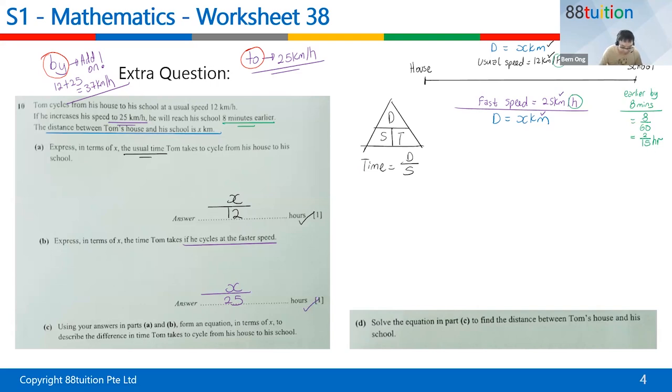So usually part A and part B are to lead you on to find part C. What did they say in part C? Using your answers in part A and B, form an equation in terms of X to describe the difference in terms of the time.